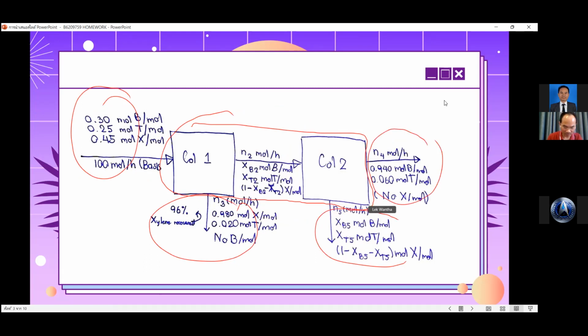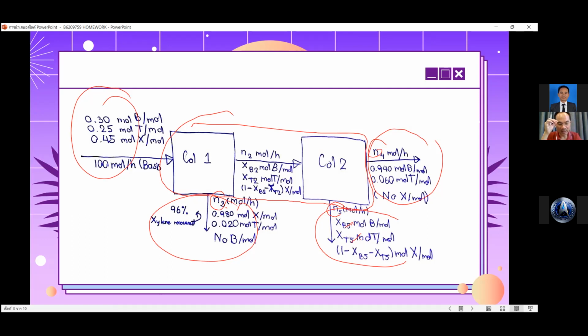All the unknowns: N3 is unknown, right, from the flow chart. N5, N4, XB5, XC5. These are the unknowns. 1, 2, 3, 4, 5 unknowns. These 5 unknowns, I'm not sure. For the overall, you have 5 unknowns.